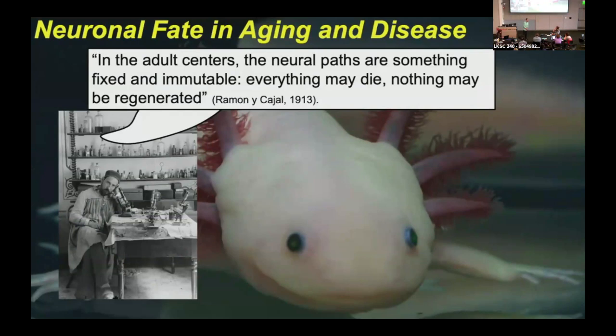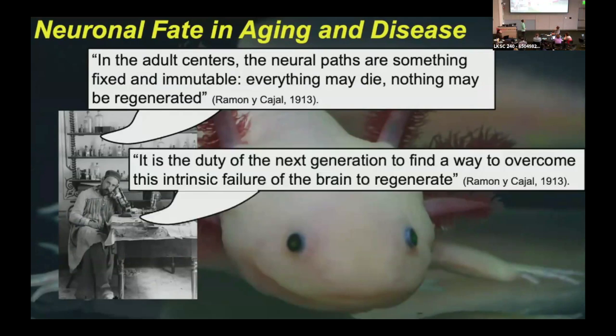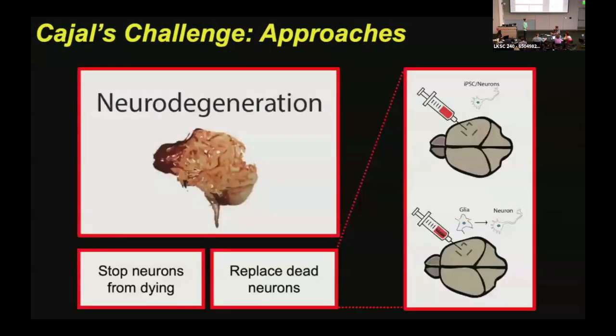However, Cajal also stated that this is the duty of the next generation to find a way to overcome the intrinsic failure of the brain to regenerate. And here we are today, not quite the next generation, more like the 4th or 5th, I would say, but we are trying to tackle this. So let's say we want to tackle Cajal's challenge, generate new neurons in the brain and replace dead neurons. How are we going to achieve it?